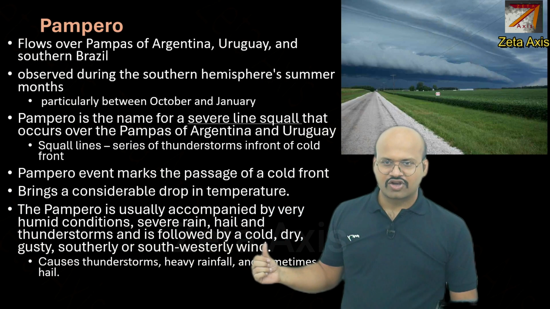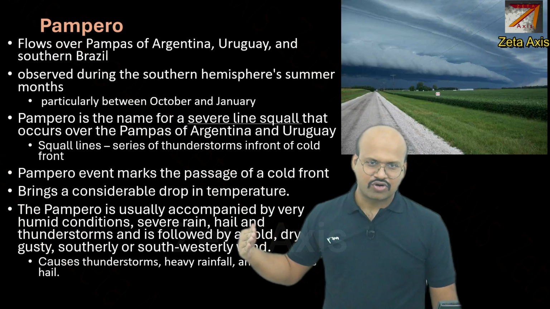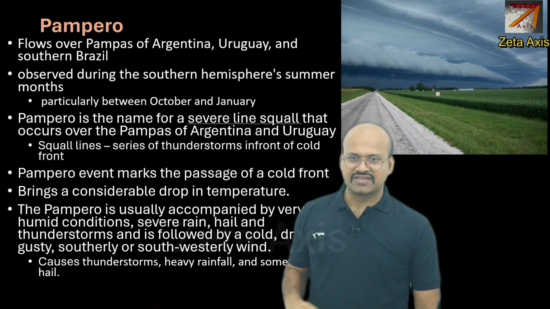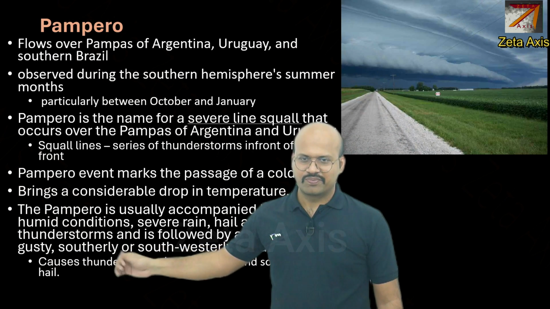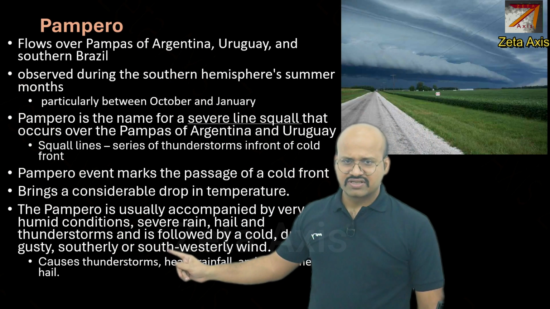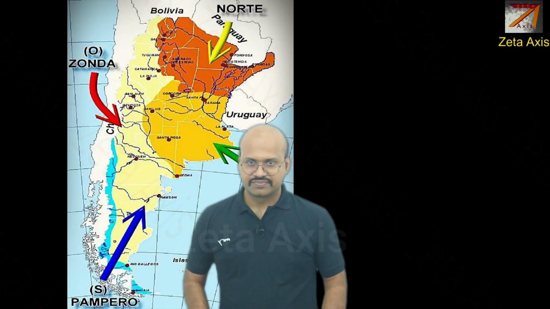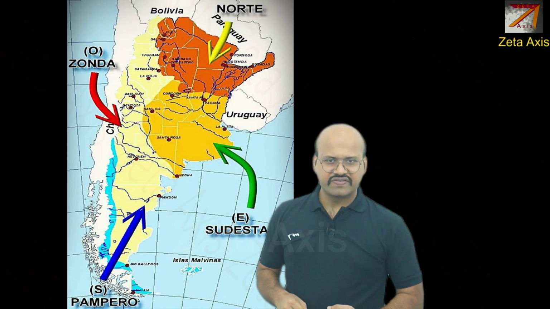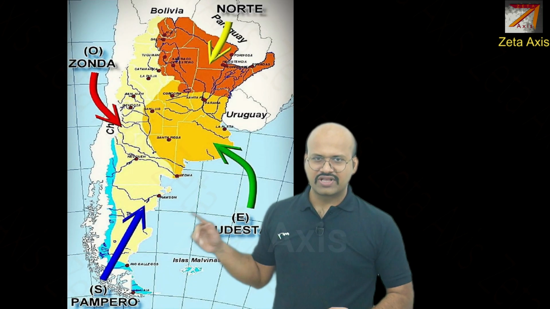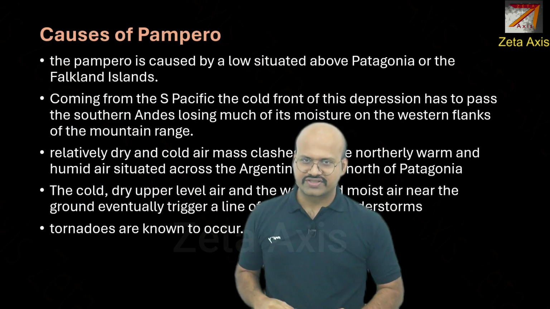And it is followed by a cold, dry, gusty, southerly or southwesterly wind. So we see the pampero is coming from the southwestern direction. Therefore, as the cold front passes, we will see southerly or southwesterly winds, and it causes thunderstorms, heavy rainfall, and sometimes hail. Here are the local winds in this region. This is the pampero. There are also certain other types of winds which we are not going to discuss.